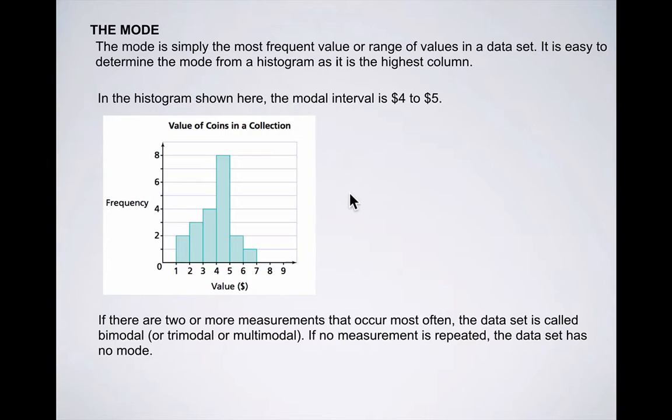Now, if there are 2 or more measurements that occur most often, the data is said to be bimodal, or it could be trimodal if there's 3 equally common values, or another term is multimodal. If no measurement is repeated, then the data set has no mode. So it is possible that you will have no mode in a given set of data.